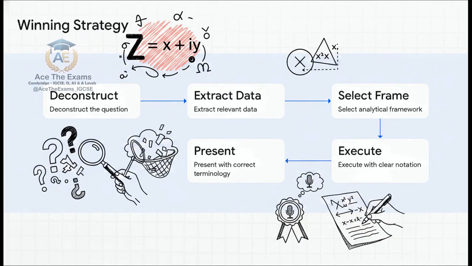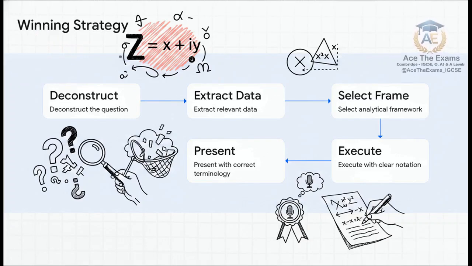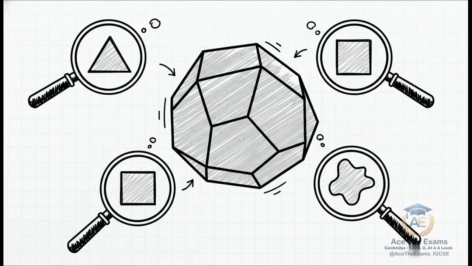See how we deconstruct the question, extract the data, select our framework, and execute with perfect notation. This exact flow turns a messy, failing disaster into an absolute 5-star presentation. To secure the absolute top marks, you must demonstrate higher-order evaluative thinking. You need to question the assumptions within the given data.